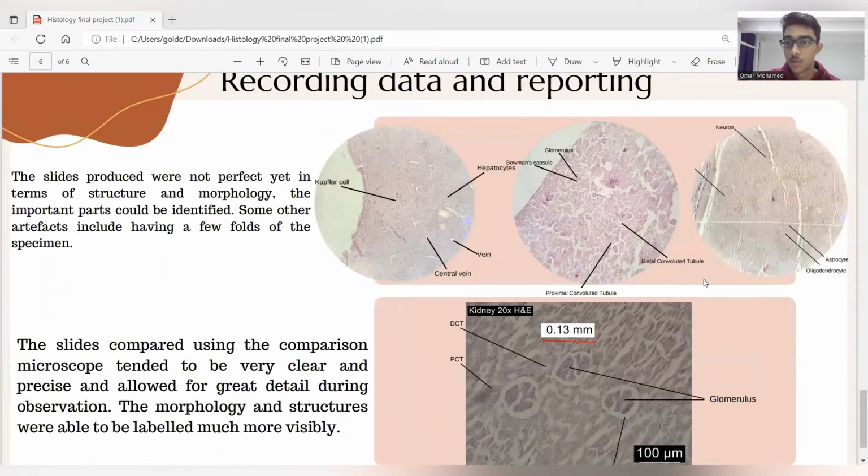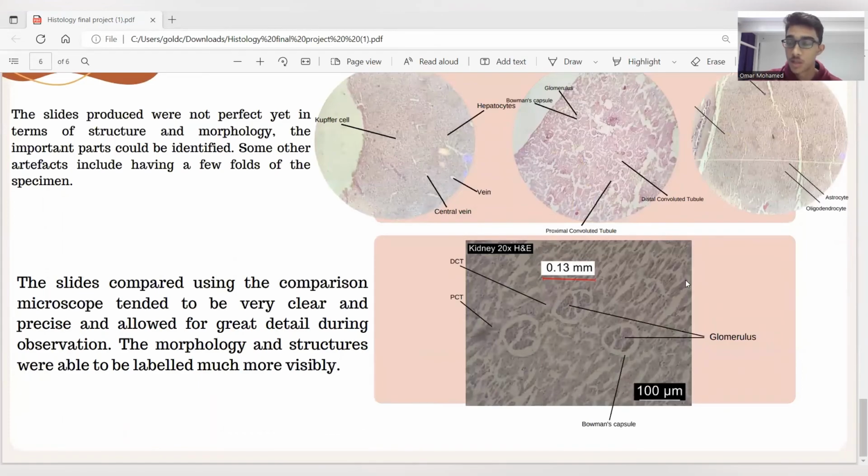More reports include that the self-obtained cells, although they were not the perfect type of specimens, were good enough for observing structure and morphology, while the comparison microscope allowed a very high magnification for 100% accurate observation and all the perfect morphology and structures down to the cellular level.